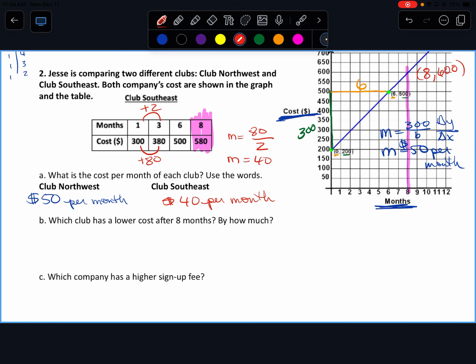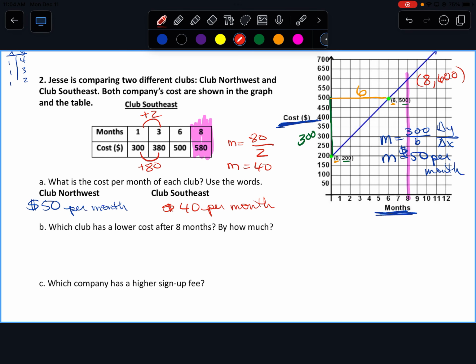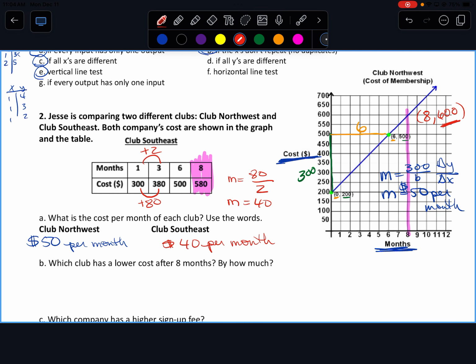Okay, which club has the lower cost? So Northwest has 600. Southeast has 580. So which one has a lower cost? Southeast has a lower cost by $20.